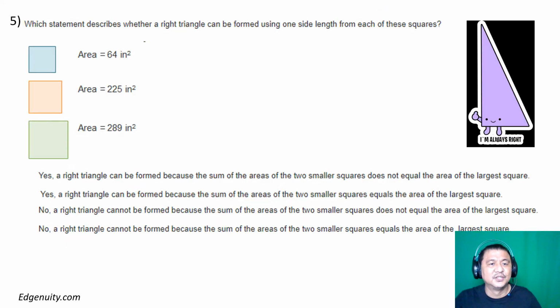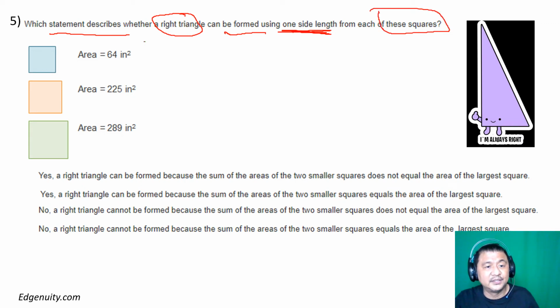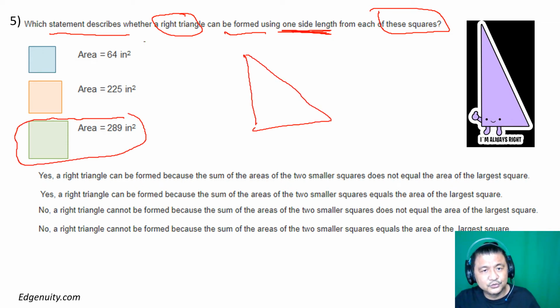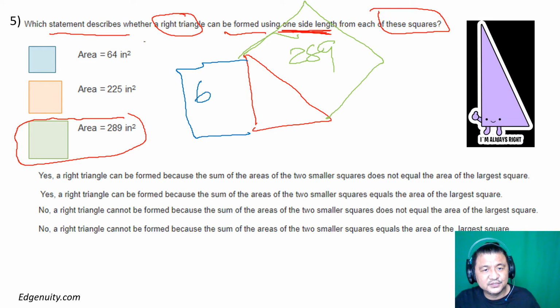Okay, now let's look at this. Which statement describes whether a right triangle can be formed using one side of each of these squares? Oh, this is a square. Okay, you're the biggest square. So in my right triangle, you should be here. Let's use the green one. The green one is here, 289. All right. And then on one side is the blue. You are the 64.